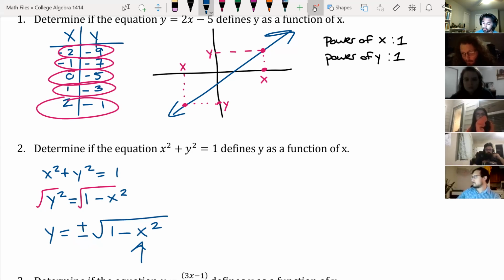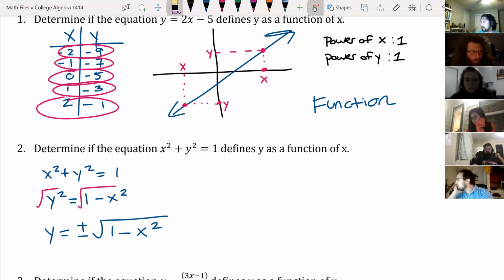Is this a function or not a function? Not a function. Good. Up here should have been function. So this is not a function. Maybe our dead giveaway here is if y is squared, then we're not going to have a function. And again, another way to prove it, let's make a small XY chart.